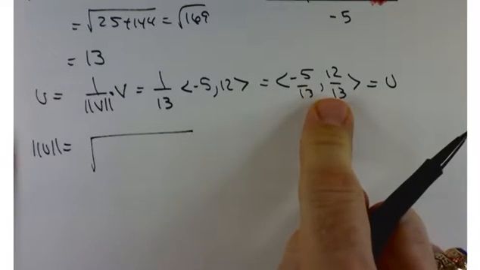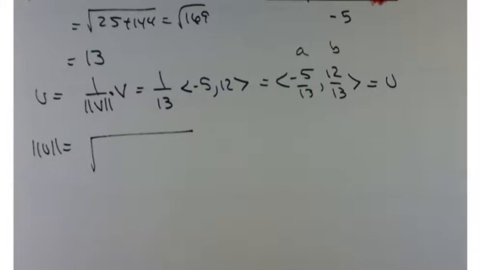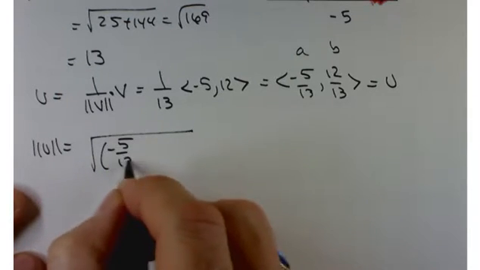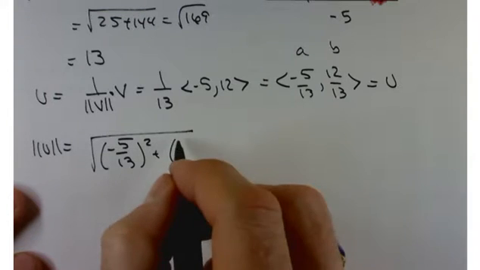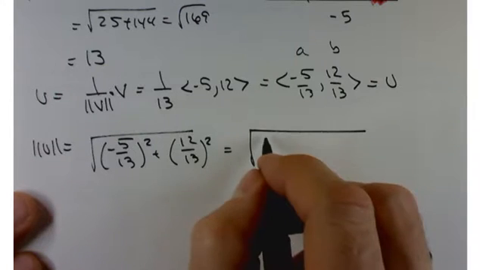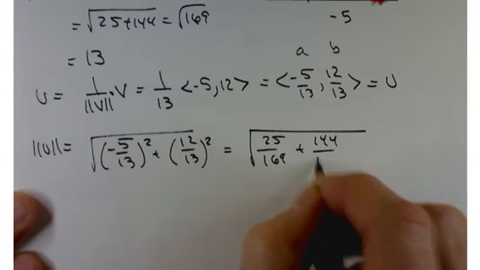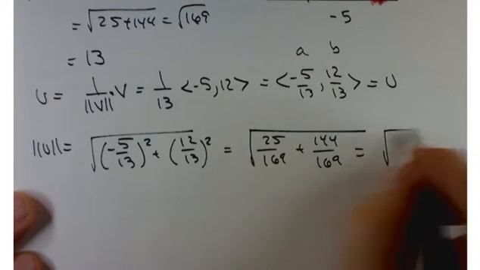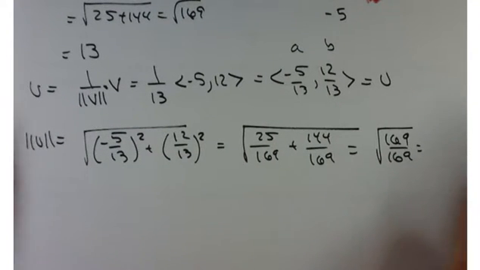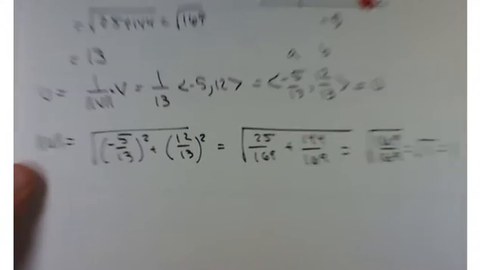Basically, this works back to the Pythagorean theorem again, right? This is your a, this is your b. So it's just a squared plus b squared. Negative 5 over 13 squared plus 12 over 13 squared. 25 over 169 plus 144 over 169. Let me pull out my Texas Instrument here. So its length is 1.